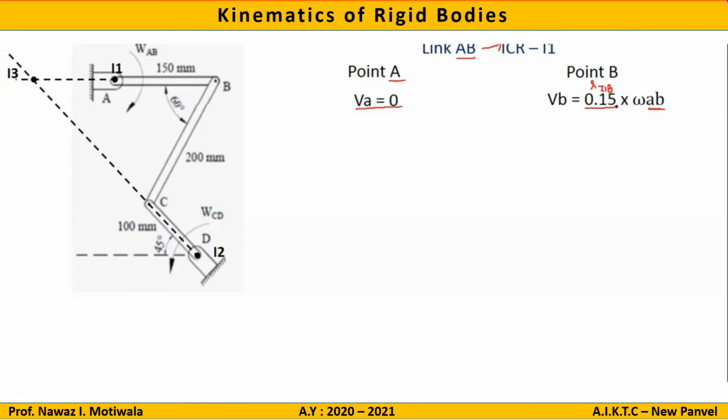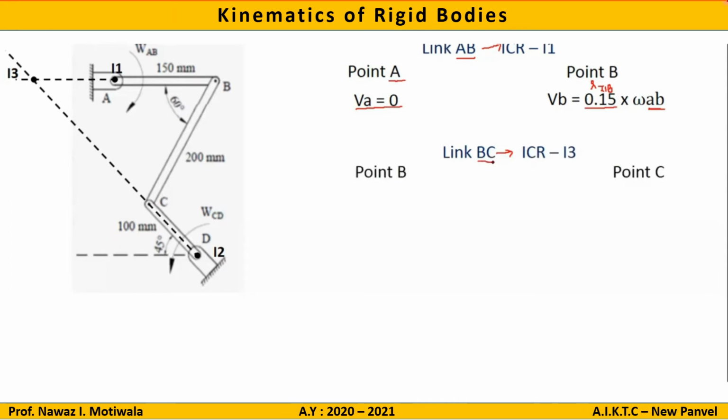Now what is the next step? We will take another link, let us say link BC. This is my second link, BC. What is the corresponding ICR to BC? The corresponding ICR to BC is I3. The points on the link are B and C. So I will write point B, point C.